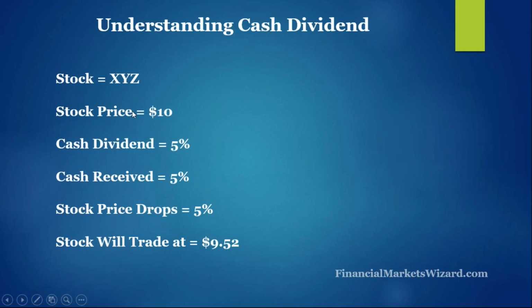So let me explain the cash dividend. Let's say the stock is XYZ, the price is $10, and they issue a 5% cash dividend. So you will receive 5% cash, but on the day the stock goes ex-dividend, the price could drop 5%. So in other words, there is no real gain at that time if the price drops by the same amount. So you got the dividend, but you lost the value in the shares.